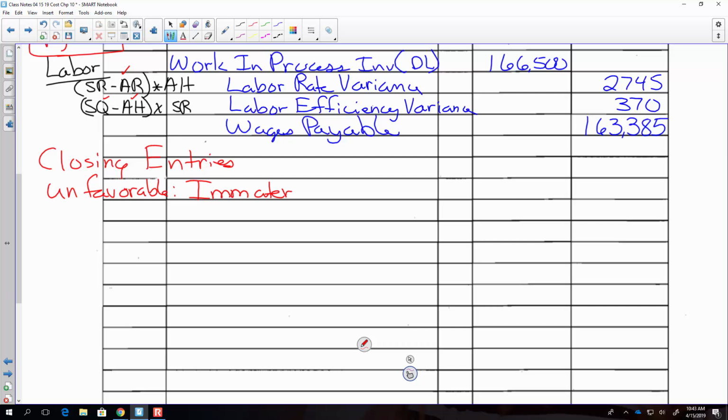And we're assuming that these variances that we're closing are immaterial, which is the same as saying the variance is small in cost. So we have a normal balance for an unfavorable is debit, so we gotta credit the material usage variance. And we gotta debit cost of goods sold. So that's my closing entry.